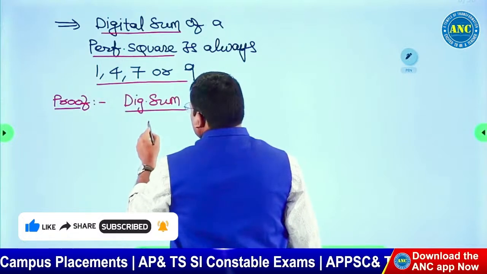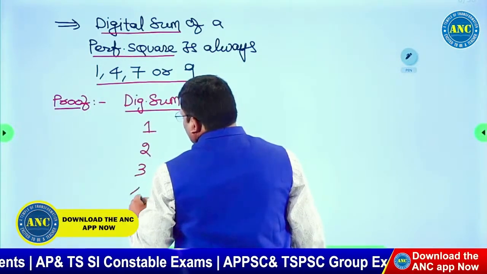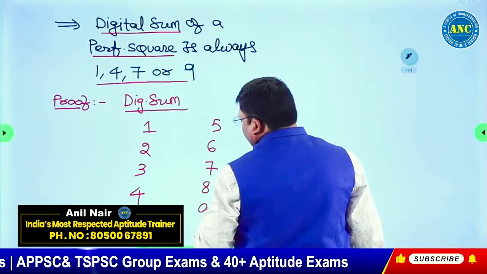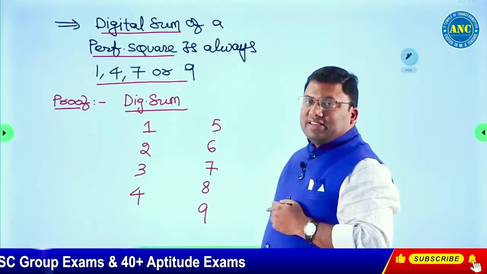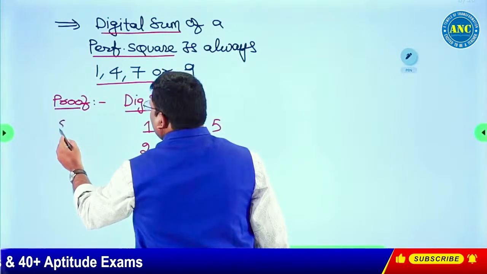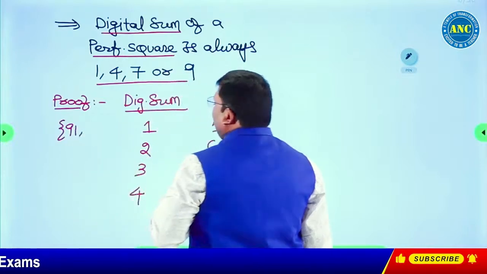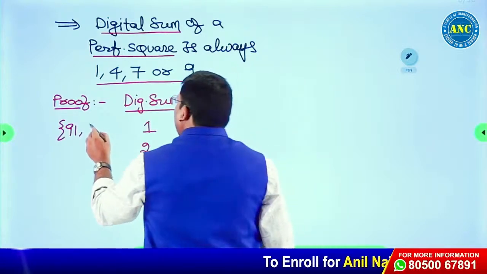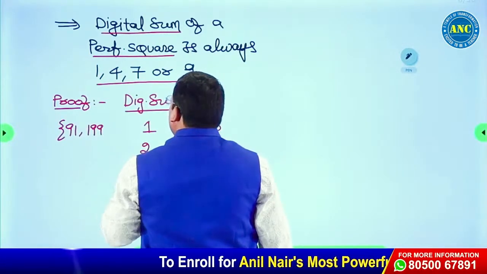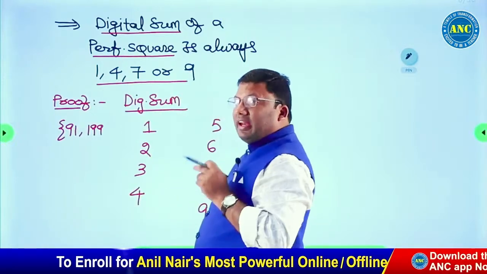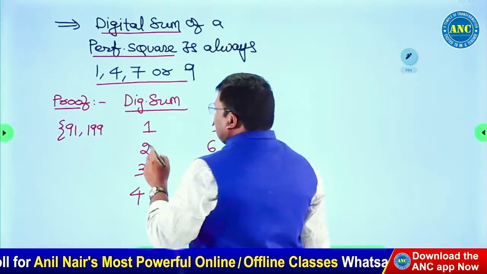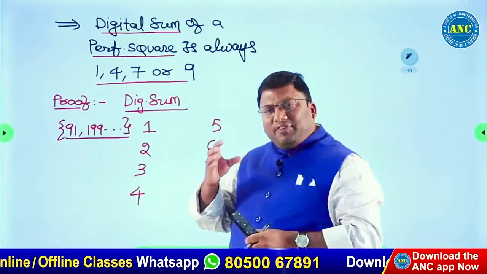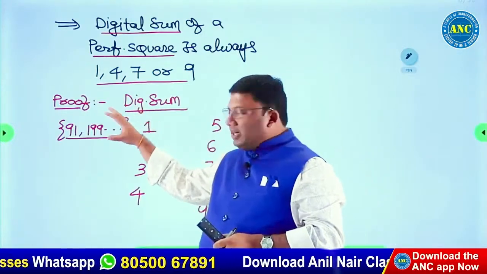So, single digit numbers will be 1, 2, 3, 4, 5, 6, 7, 8, 9. Suppose I take a number 91. 91's digital sum will be 9 plus 1, 10. 10's digital sum is 1. If I take 199, 1 plus 9 plus 9 is 19, 1 plus 9 is 10, and the digital sum is also 1. This is the set of all the numbers whose digital sum is 1.